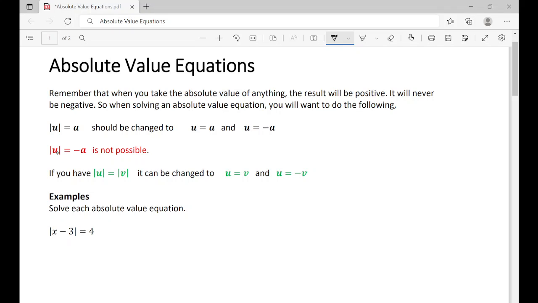If you have the absolute value of something equaling a negative number, it is not possible. There is no answer. It cannot be done. Also, just as an aside, if you have the absolute value of something equaling the absolute value of something, you can just change it to the inside equaling the other inside, and then the inside of the first one equaling the negative inside of the other one. Now, it seems like it's a little bit weird, but we have an example to show it, so no problem.